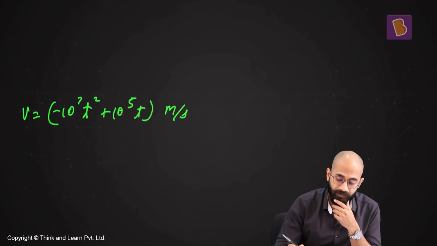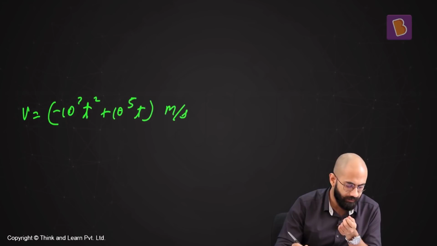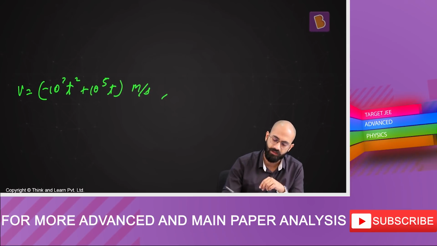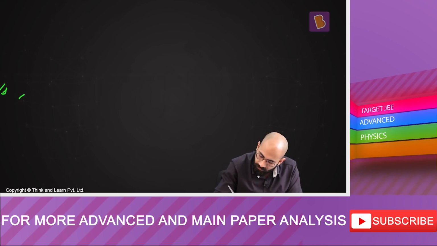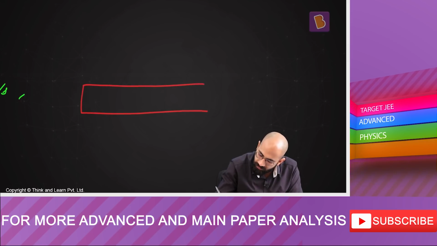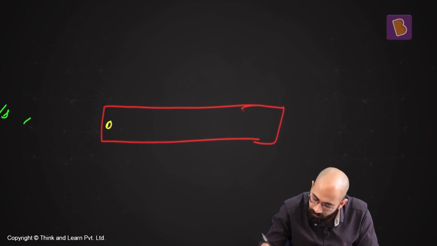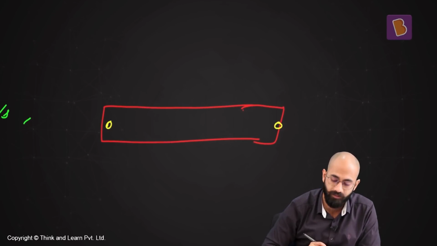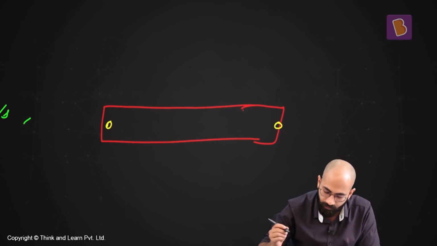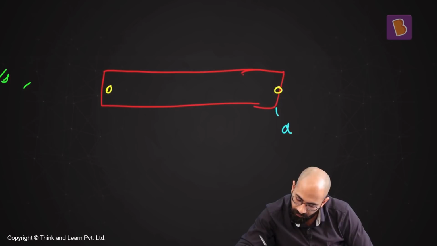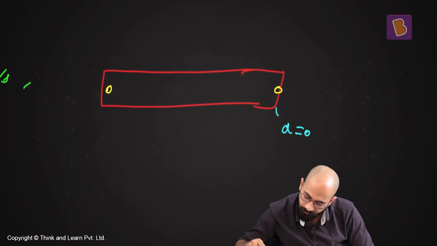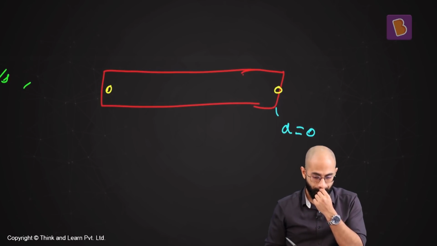Now, let's quickly write down what we know. So this is the information, and the other extra information that's given to us is that when the bullet reaches the tip of the barrel, so let's say this, for simplicity, is the barrel of the gun and the bullet is moving from here to here. That's the tip of the barrel, and the question says that at this point a equals 0.